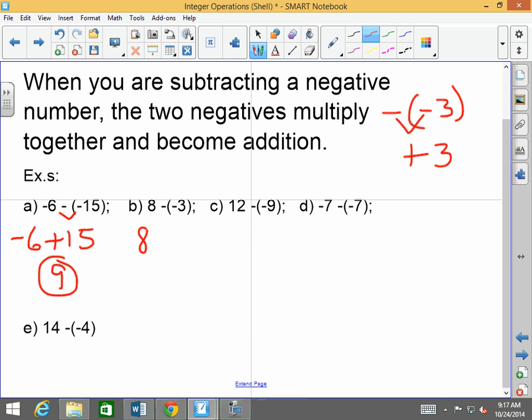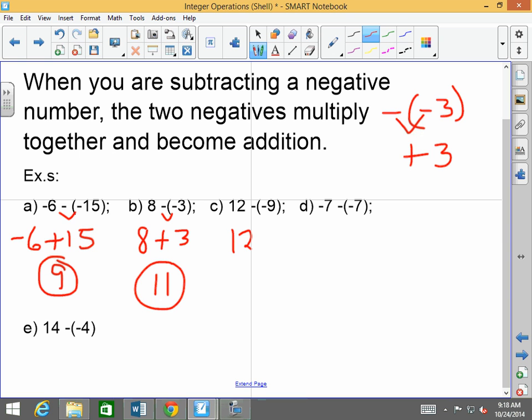8 minus a negative 3 becomes 8 plus 3. 8 plus 3 is 11. Because this, not 10, but 11. Sorry about that. It's 11 because the signs are the same, so you add and keep the sign. 12 minus a negative 9.